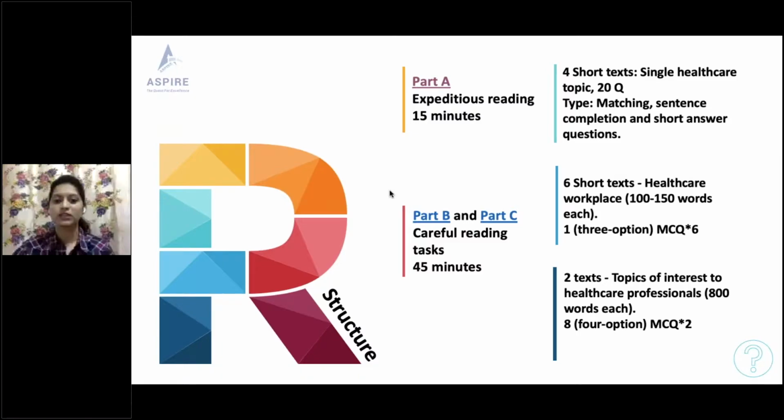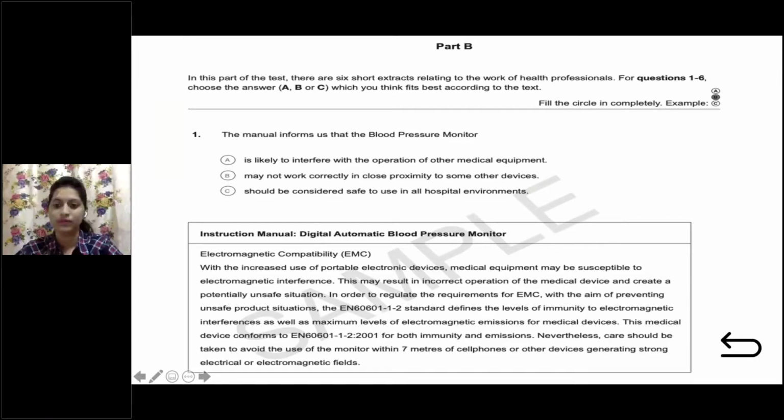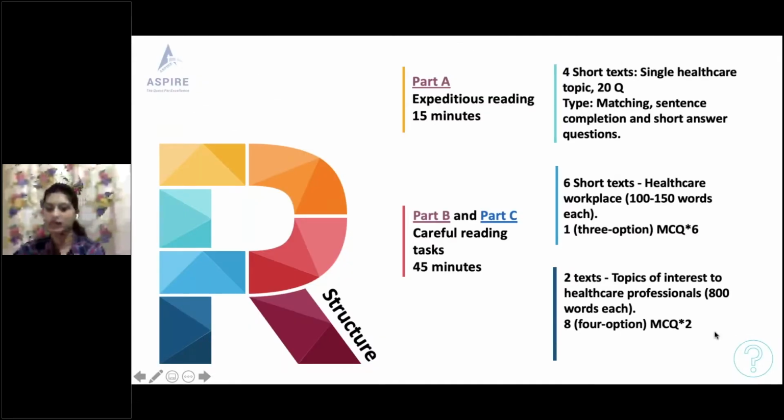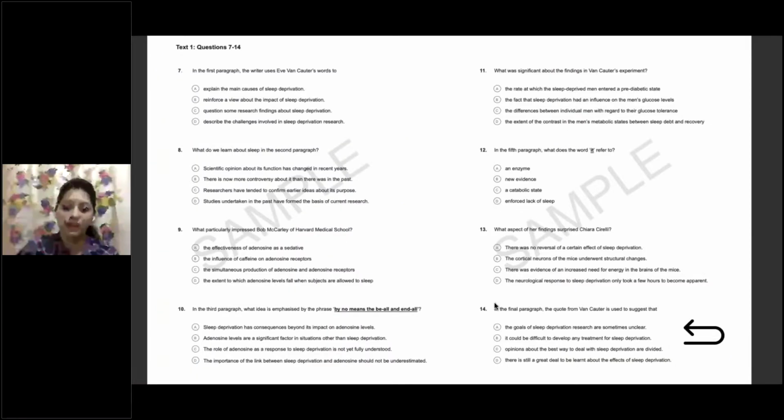So let's take a look at part B. This is how it'll look. There is a short text and then a question. Part C, on the other hand, as you can see, has an 800 word extract, which is followed by 8 questions. And then you'll have another long extract and then another 8 questions. So that will be the end of part C.